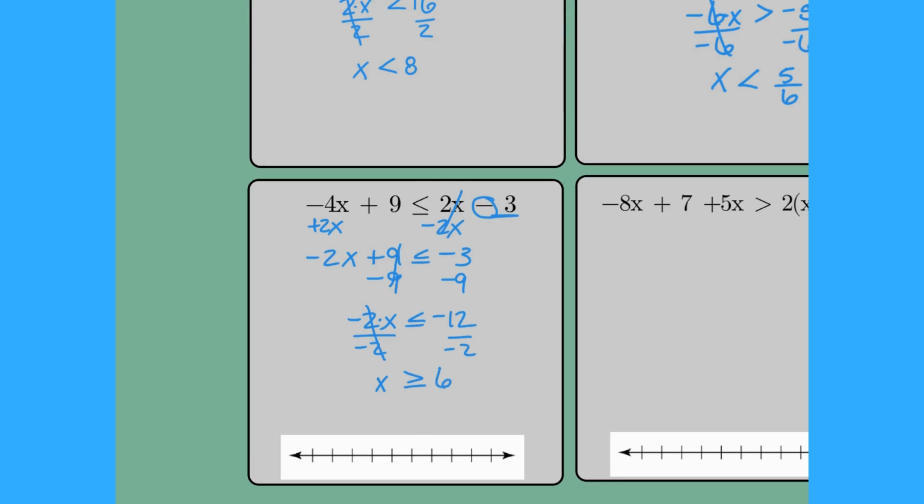And then just for some practice, I could put 6 on my number line, count at least 1 on either side. This would be a filled in circle because it has that equal to part. And values for x that are greater than 6, the numbers that are bigger are to the right.